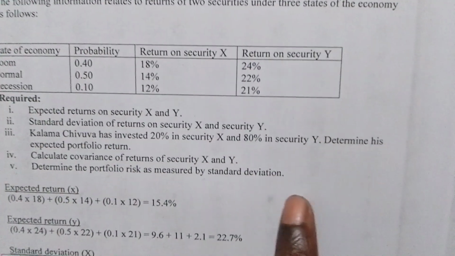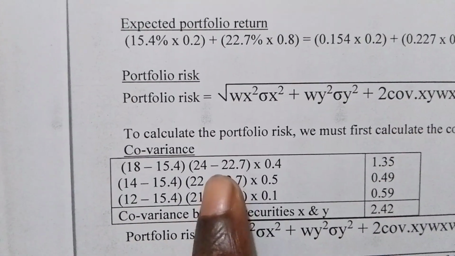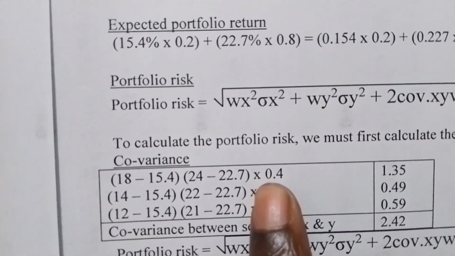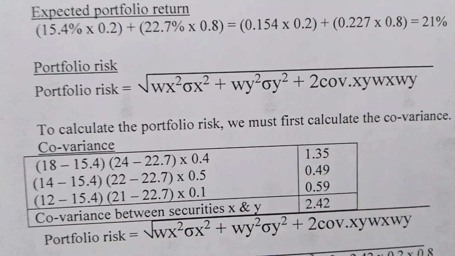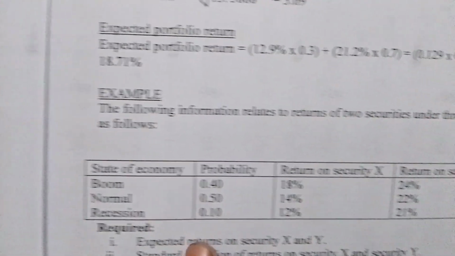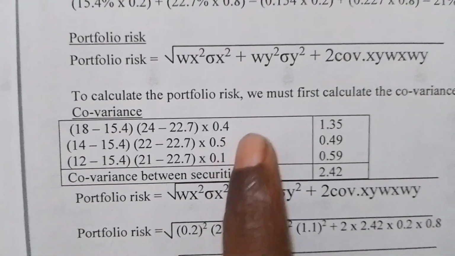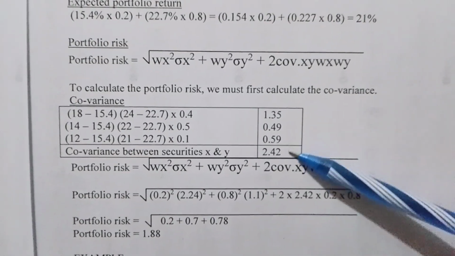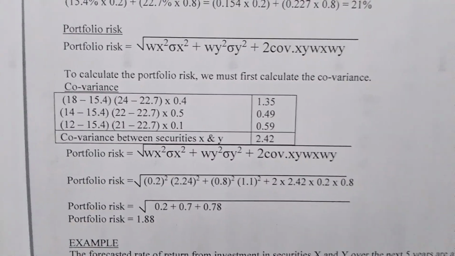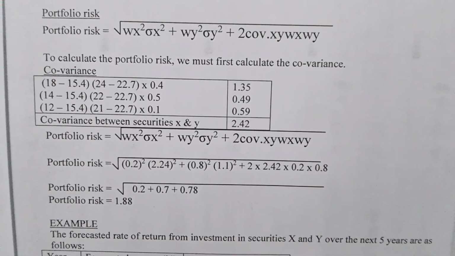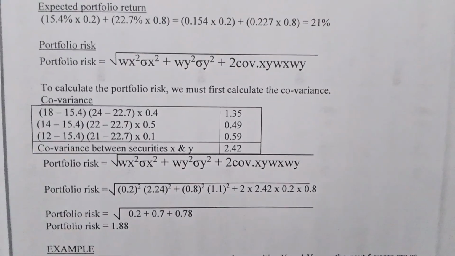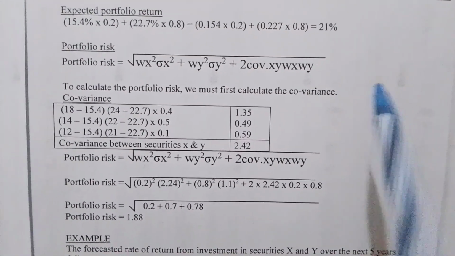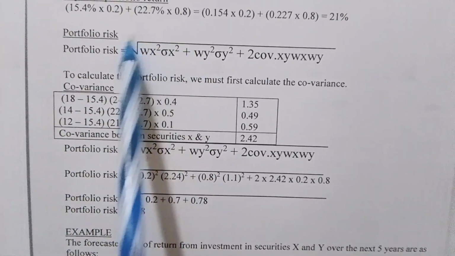In this case, you are minusing 22.7, and then you multiply by the respective probabilities, which were 0.4, 0.5, and 0.1. And then once you sum up those numbers, you get the covariance between securities X and Y is 2.42. Now from that we can have our portfolio risk, and this formula should have appeared afterwards.